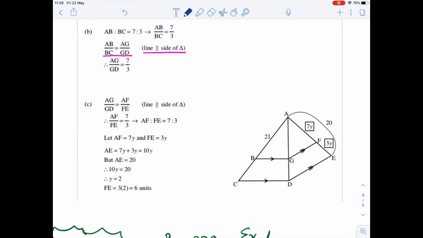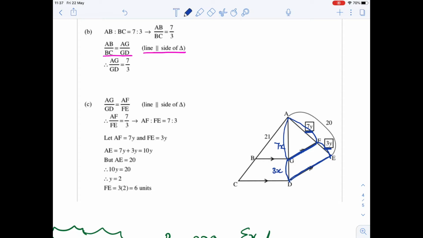So if we look at the memo here, firstly, AG over GD is equal to AF over FE. Why? Because of these parallel lines. We make our statement: line parallel to the side of a triangle. Therefore, AF over FE is also going to be 7 over 3, or 7x over 3x, because we know that this was 7x over 3x. So we can't use x again, because that would imply that they're the same length. So we need to use another variable. So we're going to use 7y over 3y.